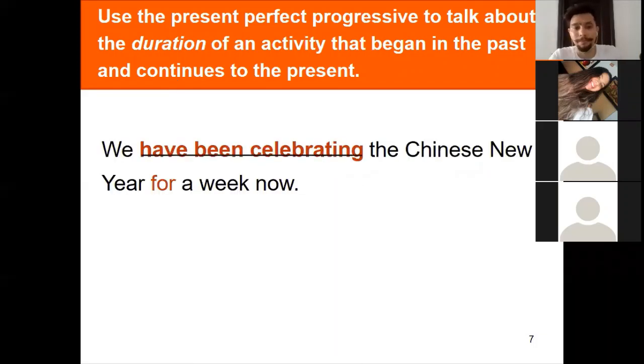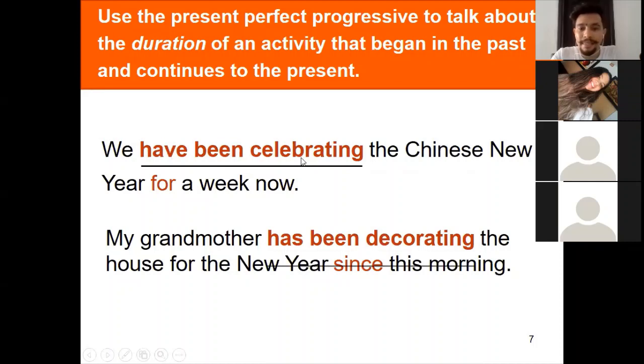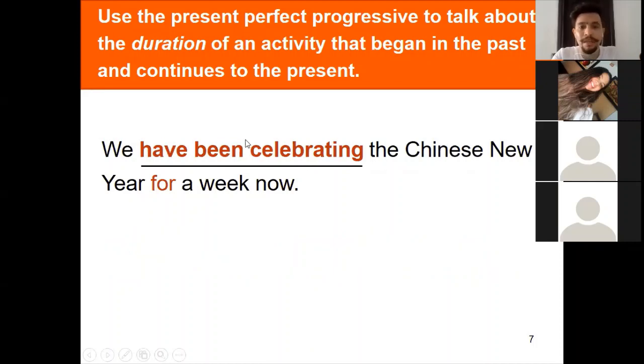Take a look at the example. We have been celebrating the Chinese New Year for a week now. What does this sentence tell you, guys? What can you understand from this sentence? Profe, que antes se celebraba y que aún se sigue celebrando, pero lo está diciendo en el momento de la celebración, ¿no? All right, so very good.